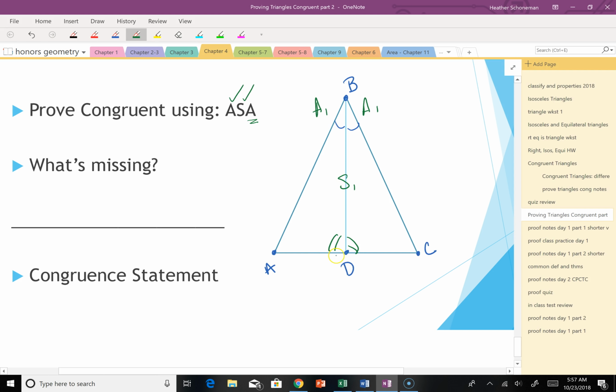Now if I call this one angle D, I don't know if it's the left or the right, so I have to use 3 letters. D is the vertex, it's got to go in the middle. So the left I'm going to call angle ADB. And the right I'm going to call CDB.